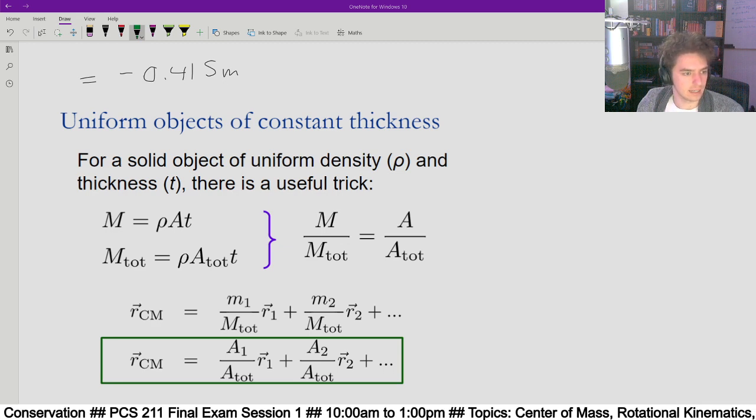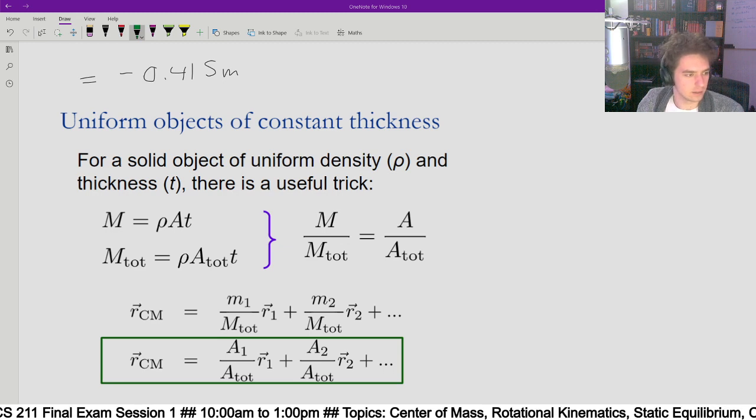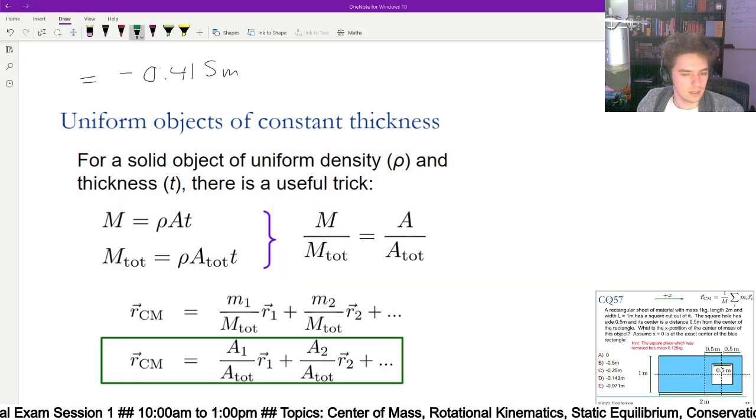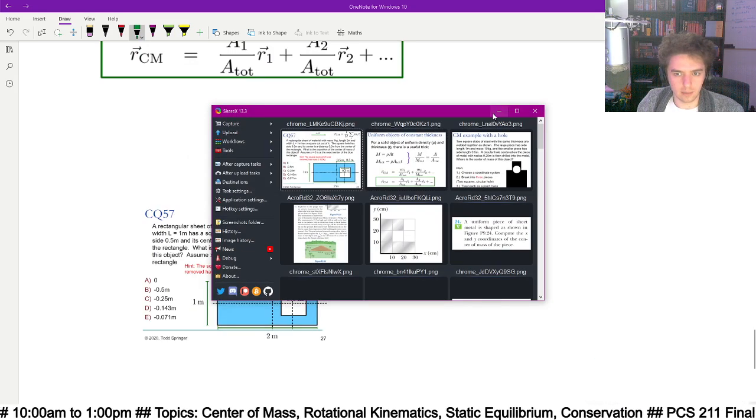But not in the inverse way that a mass would. So that's why you do it like that. Let's do maybe one more. It won't take too long. It's again center of mass from the thing.